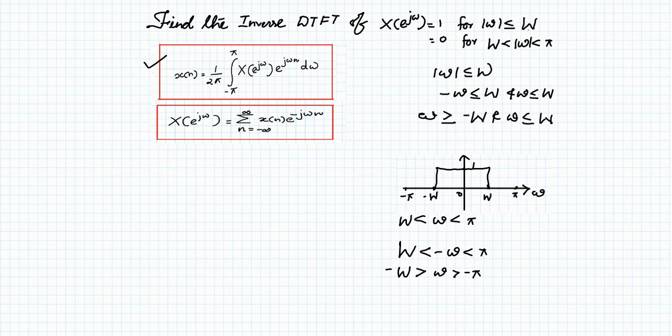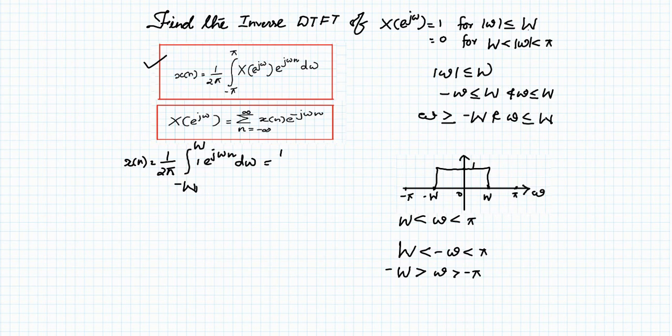Now we can evaluate the signal. x(n) is equal to 1 by 2π, integral from minus π to π, which becomes minus W to W, X(e^{jω}) is 1, into e^{jωn}, and the variable is dω. So we got the equation. Now we need to simplify this. We need to find the integral of the signal.